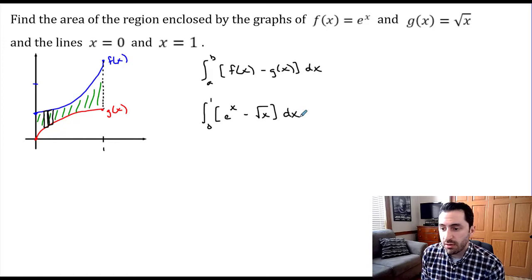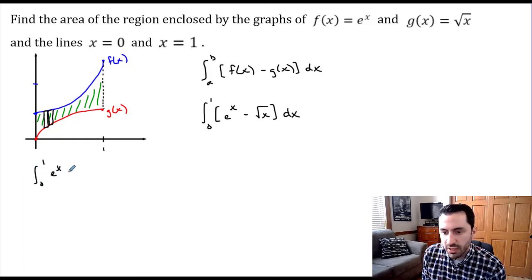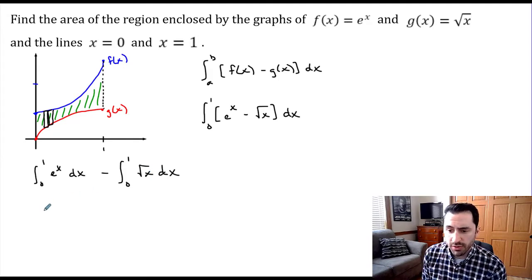So using our properties of integrals, we're going to split that up over that subtraction. So we'll do the integral from 0 to 1 of e to the x dx, and we'll subtract the integral from 0 to 1 of the square root of x times dx. And remember, the square root of x, this is the same as x to the 1/2 power. So using our antiderivative rules, the antiderivative of e to the x, that just stays the same.